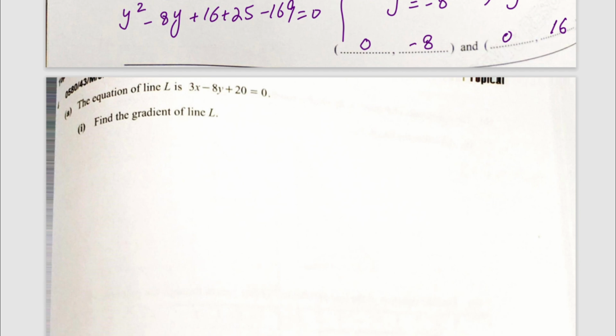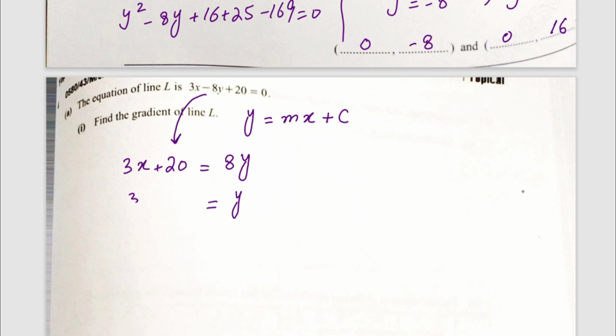In this question, the equation of the line L is 3x minus 8y plus 28 equals 0. Find the gradient of the line. In order to find the gradient of that line, we will convert this line into the standard equation of a straight line, y is equal to mx plus c. So we make y the subject from this equation. 3x plus 20 minus 8y, when it comes on the right side, this will be plus 8y. Now 8 is multiplying on the right side; when it comes on the left side, it will be divided with each term. So y will be equal to 3 over 8 x plus 20 over 8.